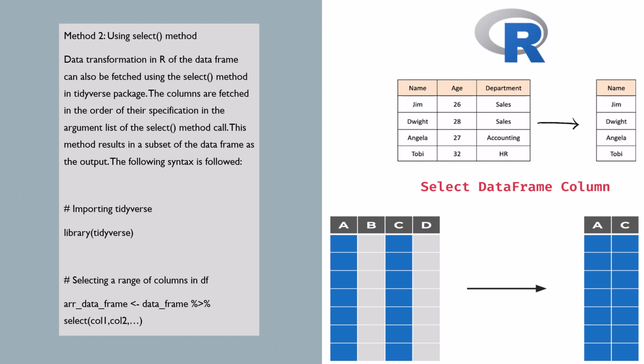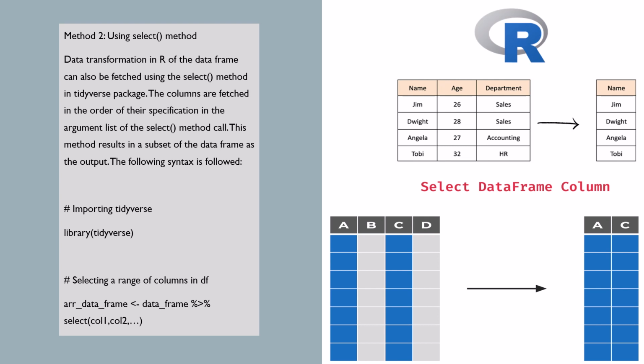The other method is using select. If you have a very big data set that has a number of columns and you want to select a few columns from it, you would use the select method. Data transformation in R of the data frame can also be done using the select method in the tidyverse package. The columns are fetched in the order of their specification in the argument list of the select method call. This method results in a subset of the data frame as the output.